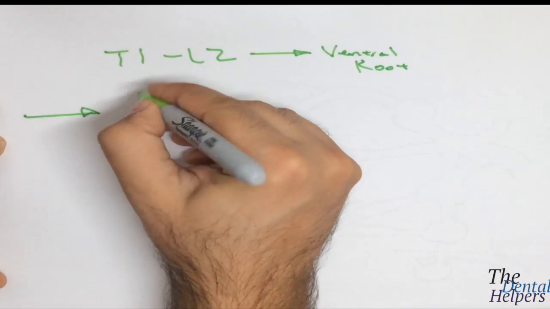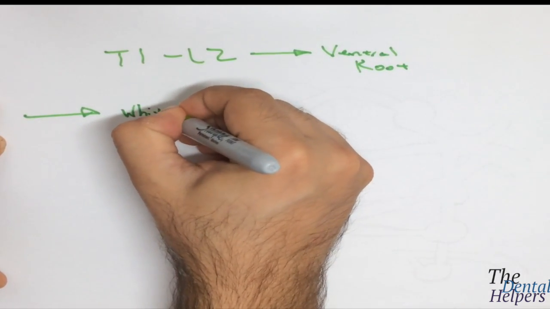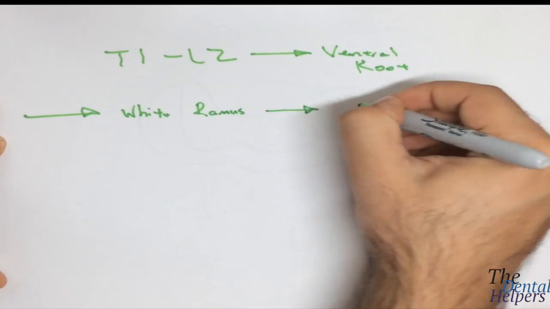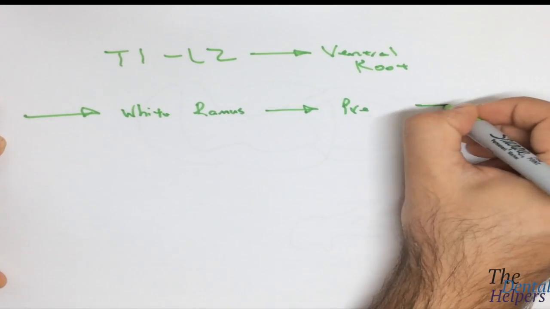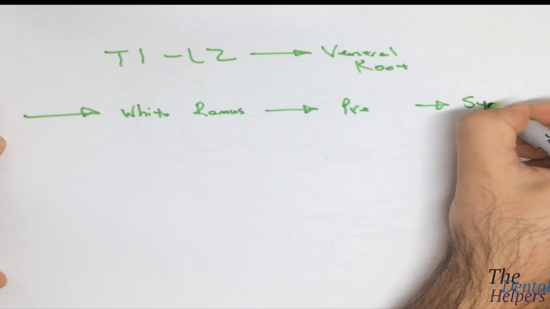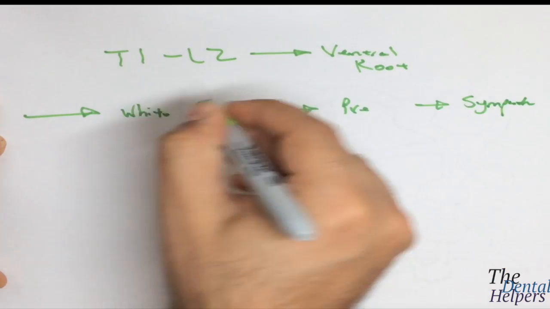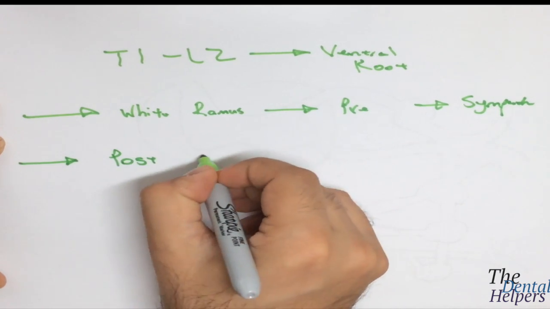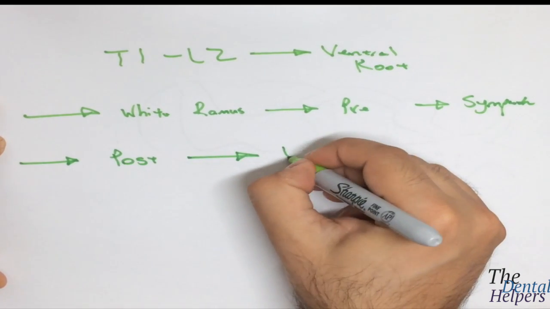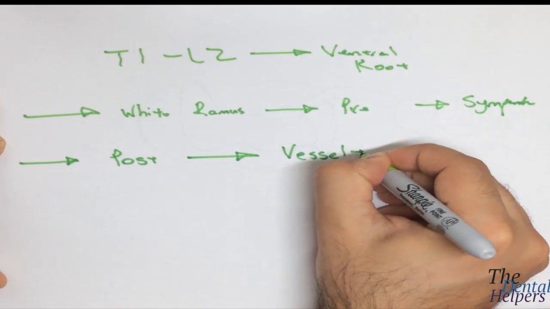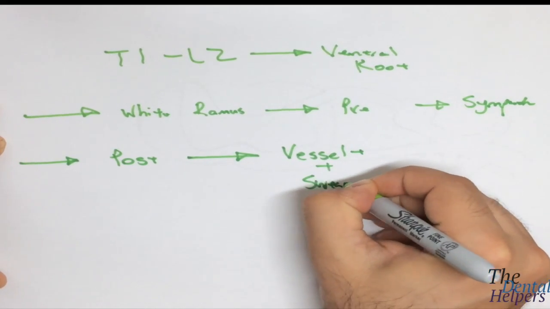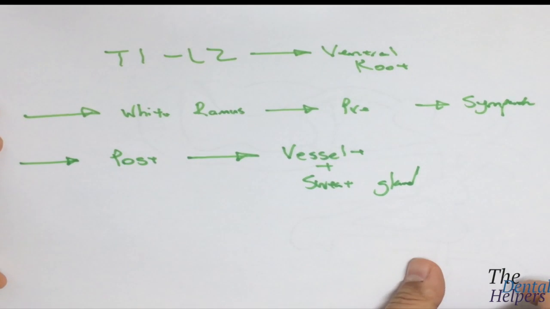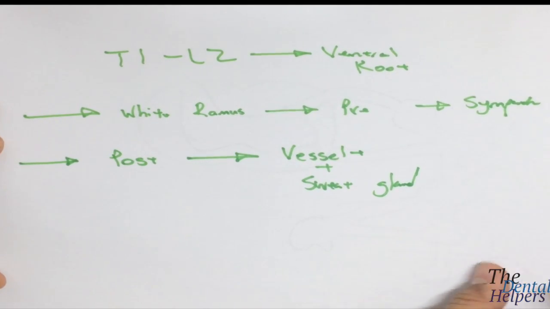It's going to pass through the white ramus, go down the pre-ganglionic fibers, reach the sympathetic chain ganglion, go to the post-ganglionic, reach the vessels plus sweat gland. And this is going to ultimately signal to increase blood flow.